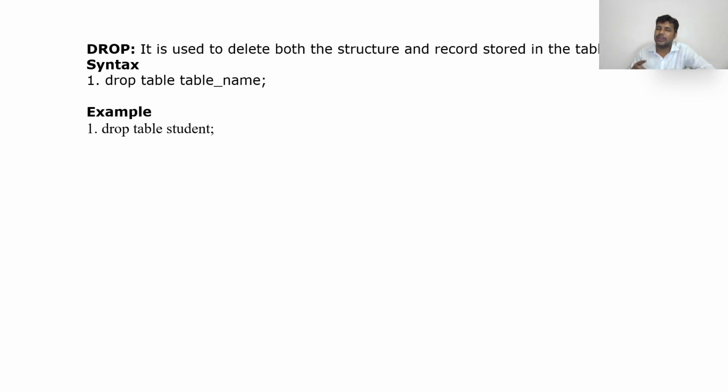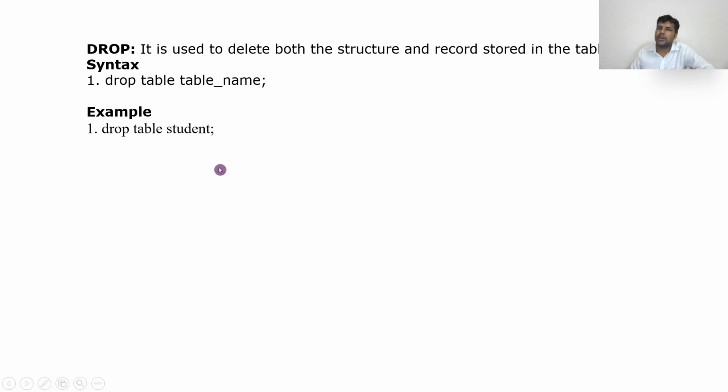Okay, in alter we have only these 3. Now let us come to the third one. After create and alter, what is drop? Drop, what will it do? It will delete the whole table. Its syntax is also very simple. It is used to delete both the structure and the records of the table, means the whole table will go. So simple: drop table, table name.